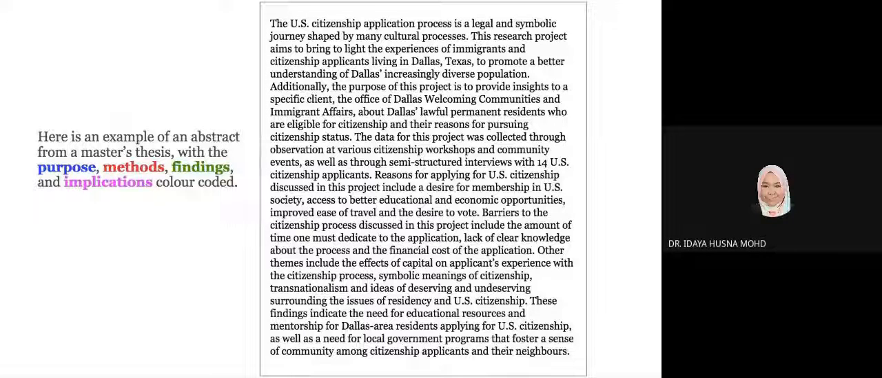And for the methods. Yes, the method. The data for this project was collected through observation at various citizenship workshops and community events, as well as through semi-structured interviews with 14 U.S. citizenship applicants. All right. Thank you, Mr. Haruna. All right, so what about the findings?